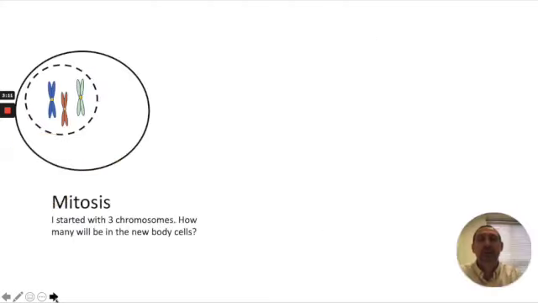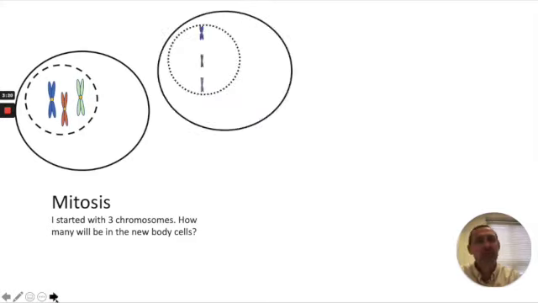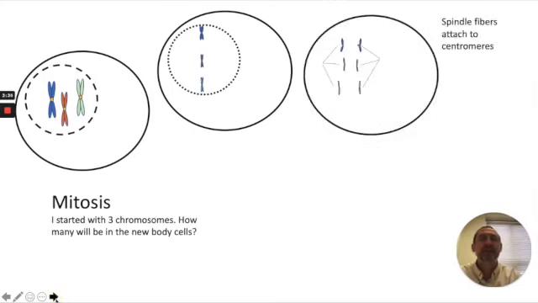So again, let's just review mitosis. We start with 3 chromosomes because mitosis is really just the division of the material in the nucleus. So I start with 3 chromosomes, and the question is, how many will I have in my new body cells? This is prophase, the nucleus is starting to disappear, the chromosomes are clearly visible. And we enter metaphase, where the chromosomes are lined up in the middle. Anaphase, they start to move to opposite sides, and it's the spindle fibers attaching to these centromeres that make sure the chromosomes are moving to opposite sides of the cell.